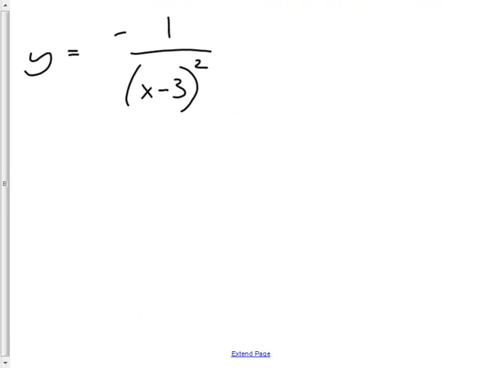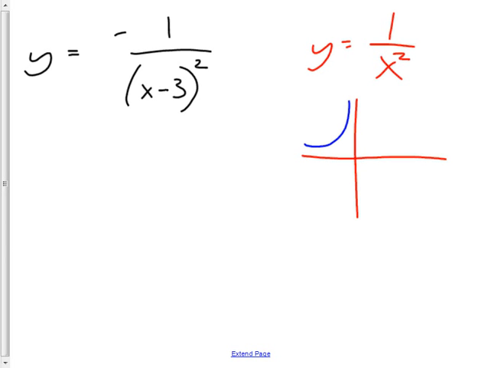Let's move on. Here's another one. Do you remember what the parent one is on this one? 1 over x squared. And what is 1 over x squared on this? Do you remember what that kind of looks like? To me, it kind of looks like a volcano.